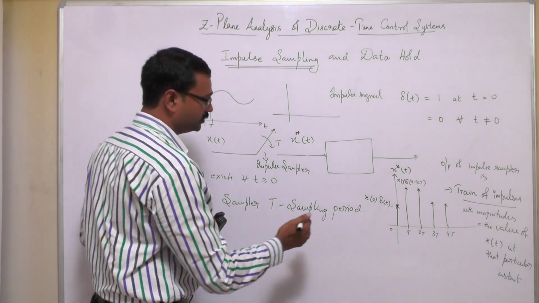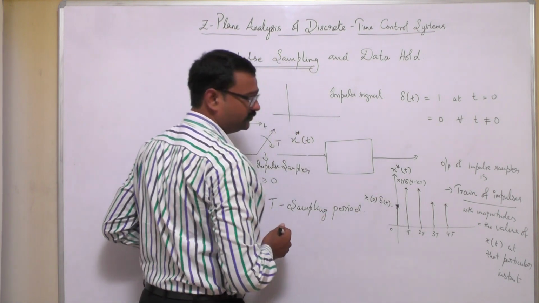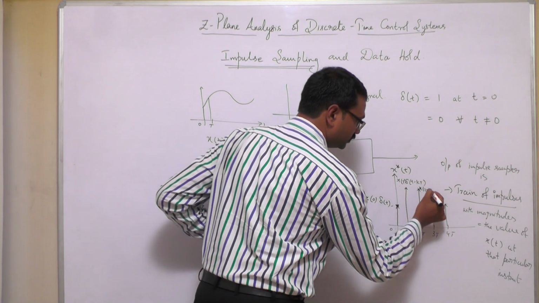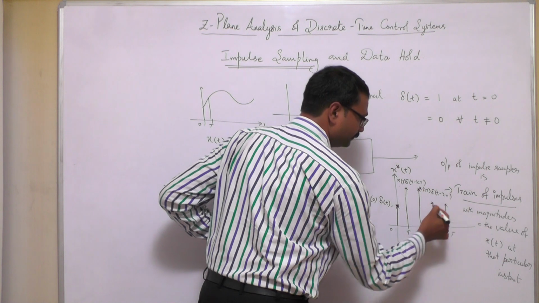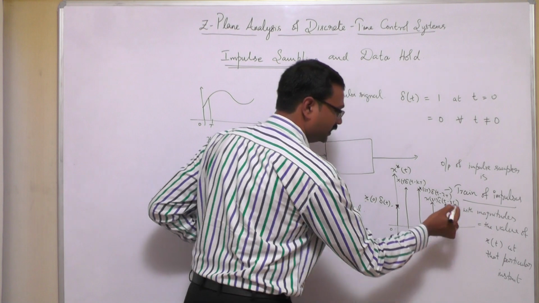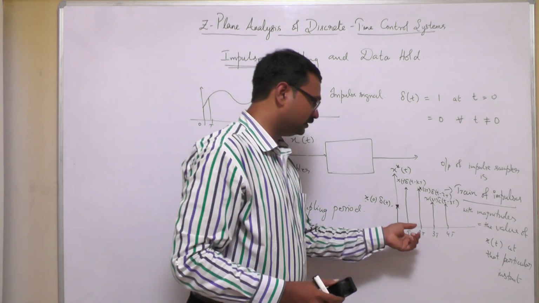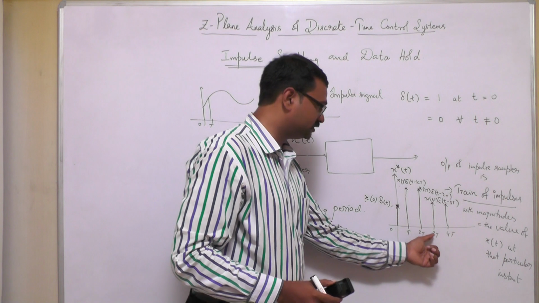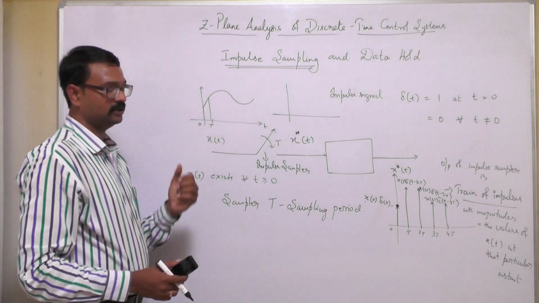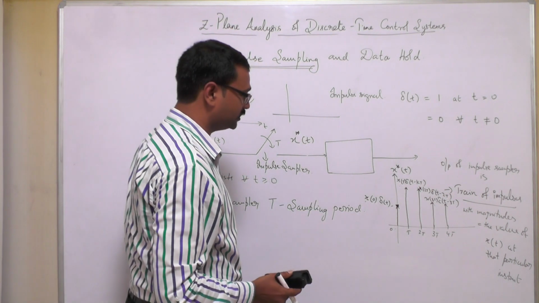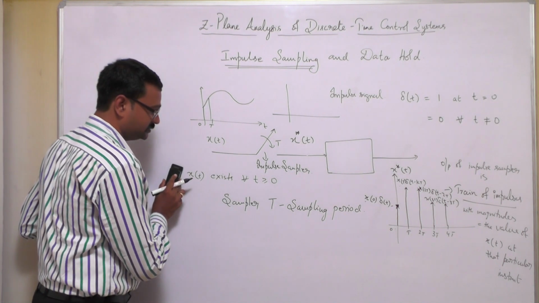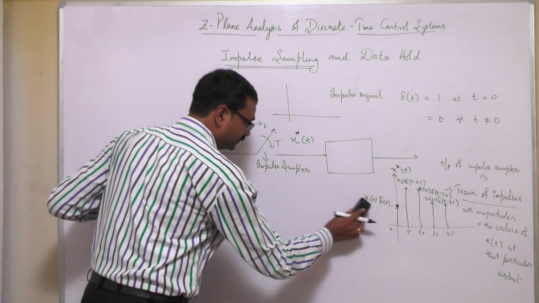What are the magnitudes of this output of the impulse sampler? You are having x of 0, x of T. Here you have x of 2T, del of t minus 2T. Here you have x of 3T into del of t minus 3T, and so on. Therefore, the impulse signal is delayed, and the magnitude of that is the value at that particular instant which you are trying to get in the output of the sampler. This is how we are getting an impulse sampled signal.